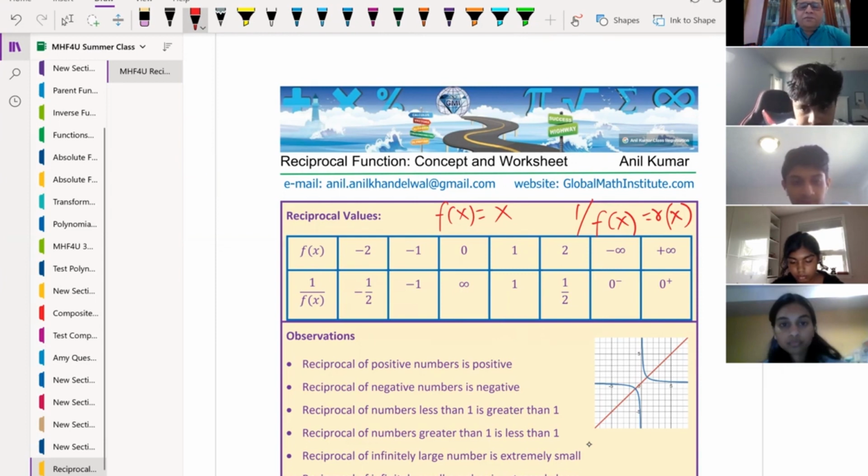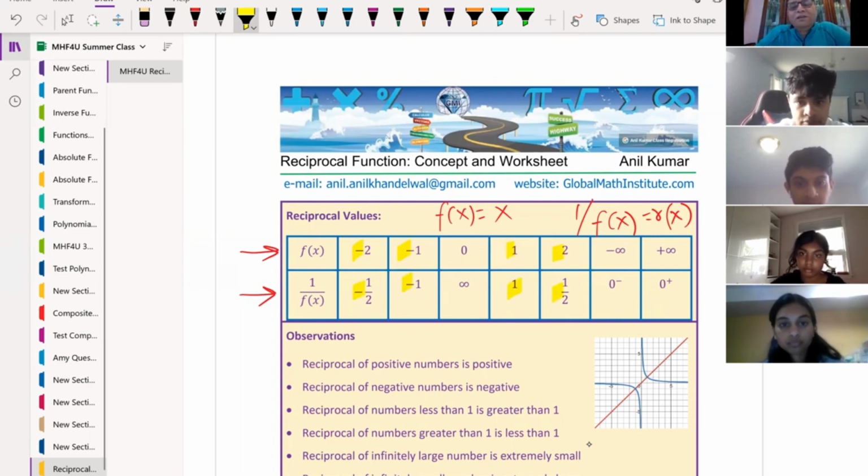So as I was saying, if my value of f of x is -2, then 1 over f of x will be -half, correct? So f of x values are -2, -1, 0, 1, 2, minus infinity, plus infinity. I have written the reciprocal values of the function. Do you see, compare these two? Does it make sense to all of you? So what do you notice? Negative, negative, negative, negative. Do you see that? Positive, positive, positive, positive. Perfect. Then you also notice that these two are the same.